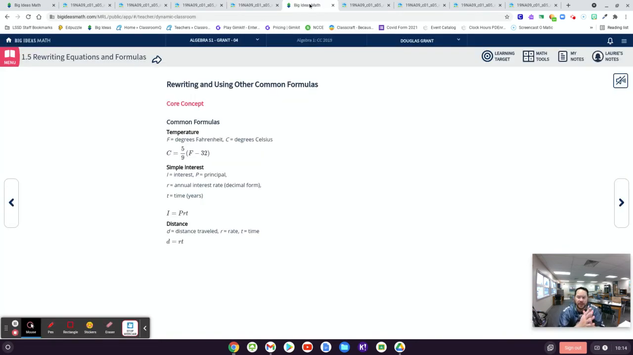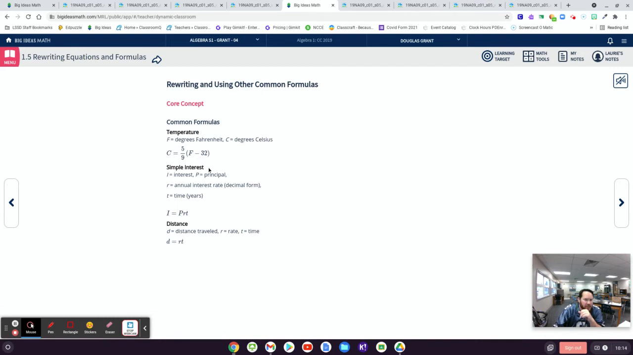Here are some new ones. You want to write these down. You might want to go full screen if it's hard to see. So a common formula is for Fahrenheit and Celsius: Celsius equals 5/9 times the Fahrenheit temperature minus 32.